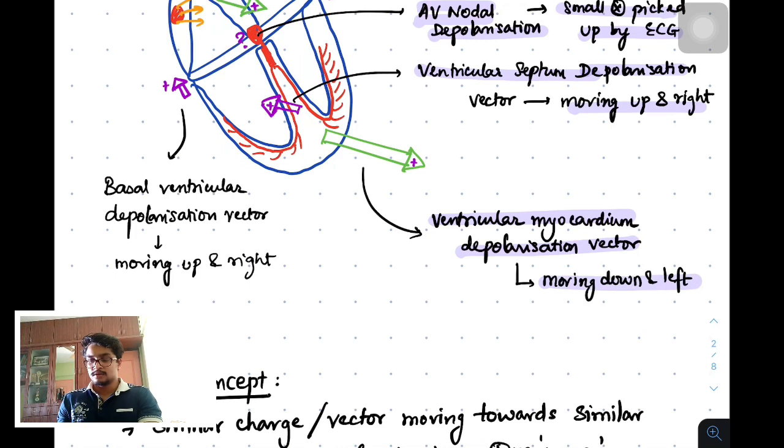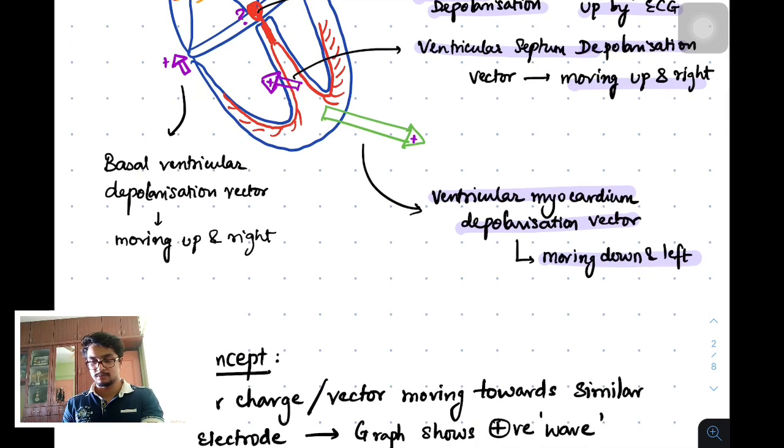This vector will have a very high magnitude because the ventricular myocardium is very thick and has a lot of cells. So all these cells and their action potentials combined will lead to a very big and very effective cardiac vector. Then there is the basal ventricular depolarization vector. The basal ventricular myocardium is very small as compared to the ventricular myocardium as a whole.